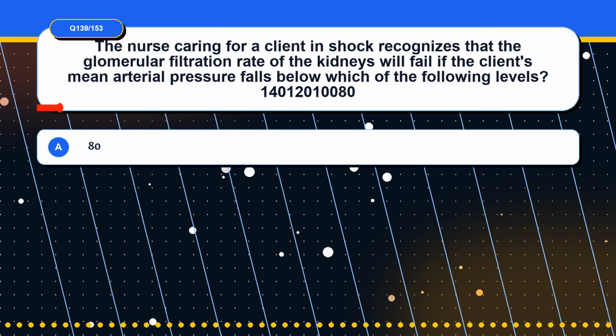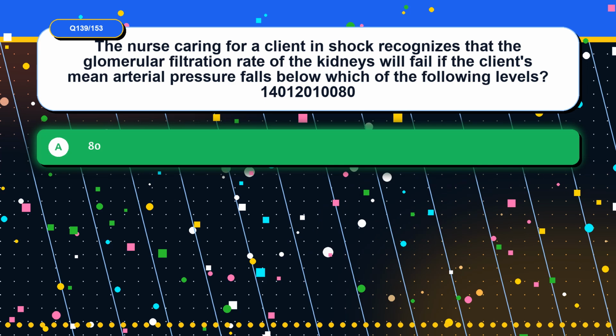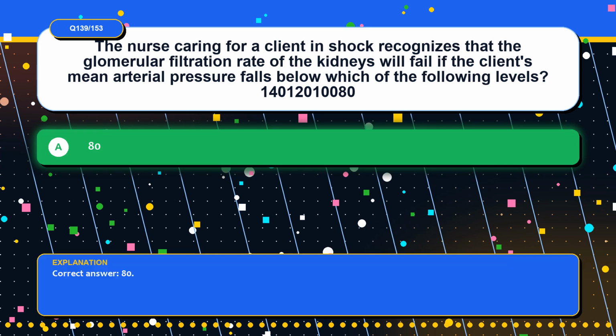Question 139. The nurse caring for a client in shock recognizes that the glomerular filtration rate of the kidneys will fail if the client's mean arterial pressure falls below which of the following levels? 14 billion, 12 million, 10,000, 80. Here are the options. Option A. 80. The correct answer is option A. 80. Correct answer.